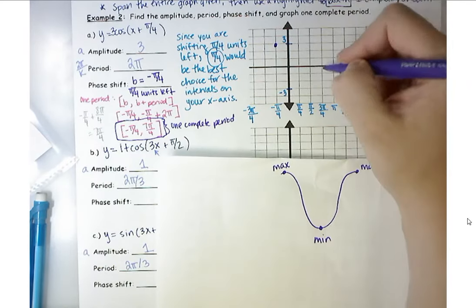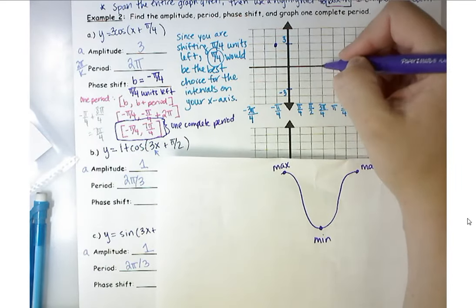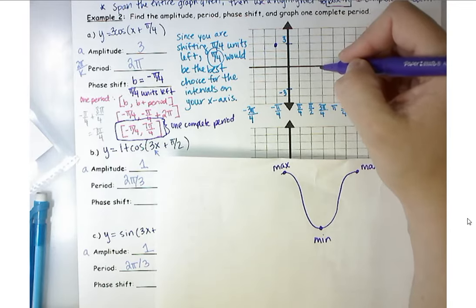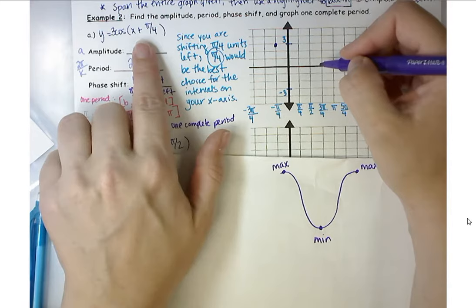Now you can do this two ways. You can either rationalize it or you can plug it in. Once you know it's 3 pi over 4, if you do 3 pi over 4 plus pi over 4, what do you get?